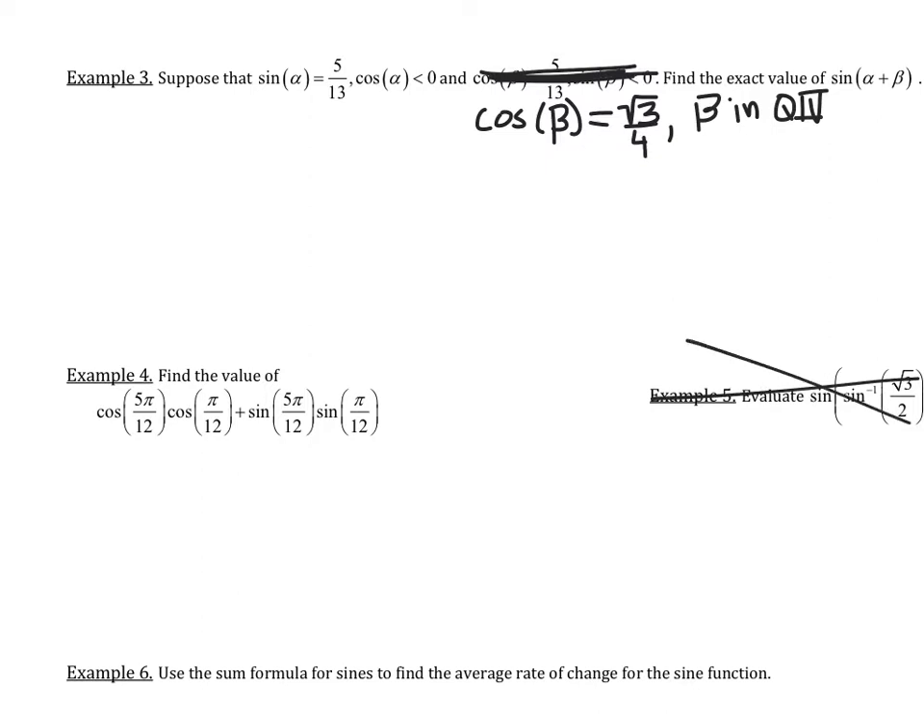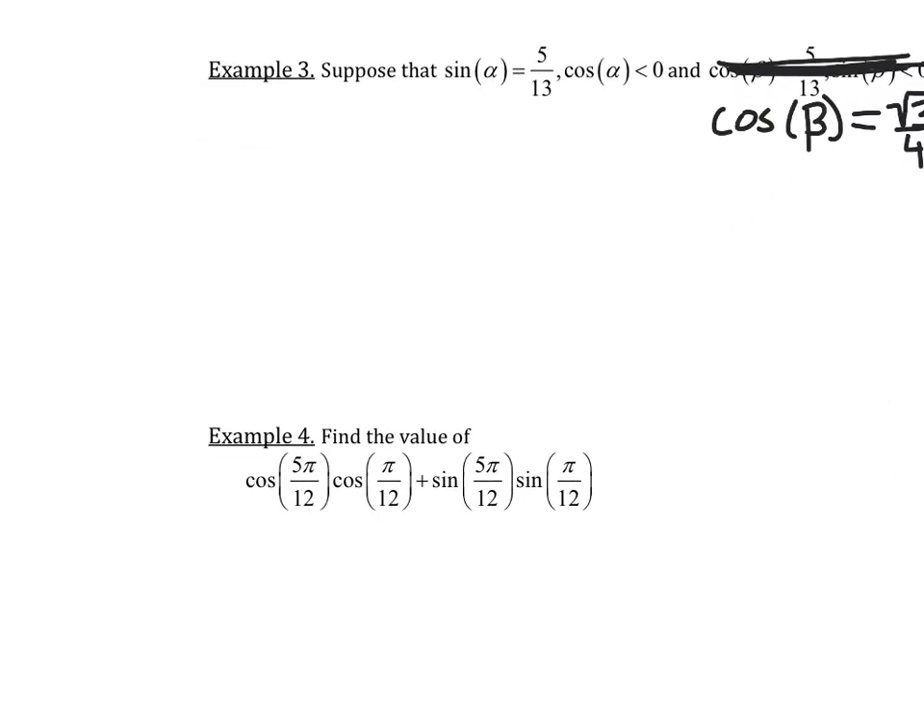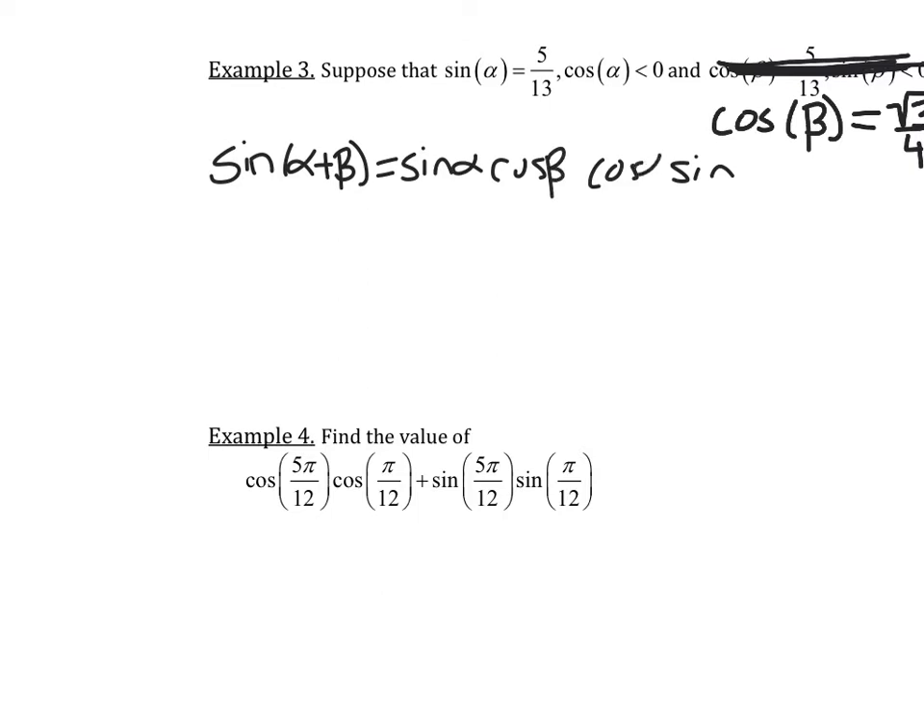Okay, so we're supposed to find the sine of alpha plus beta. Let's first start by just writing out our sum and difference formula. Sine of alpha plus beta is sine alpha cosine beta plus cosine alpha sine beta. Now we actually know the sine of alpha. It's given right here in the problem. And we know the cosine of beta. It's given right over here. So we can go ahead and substitute in what we do know: 5/13 and root 3 over 4. Now we don't know the cosine of alpha or the sine of beta, so that takes a little bit more work.